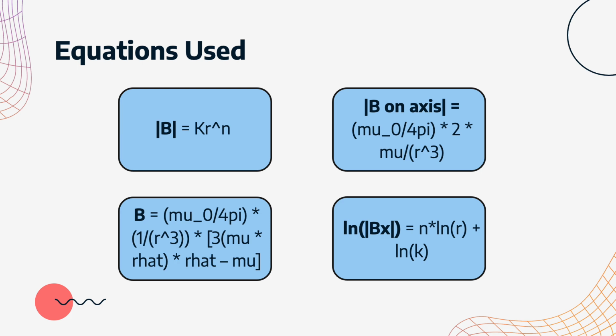So, a little about the equations we used today. We used the Biot-Savart law, the magnetic field of a dipole, and the distance dependence formula. And as can be seen below, these are all the different equations we used.